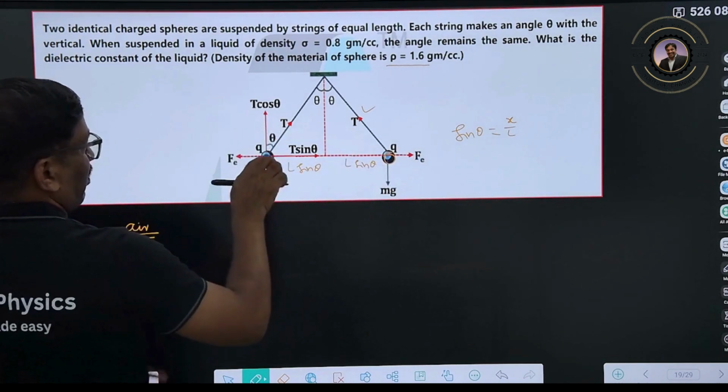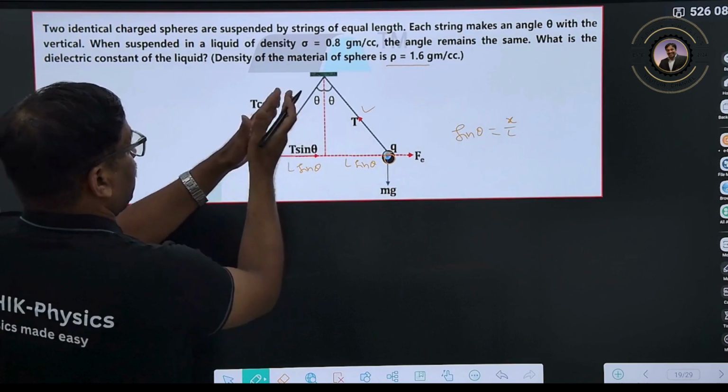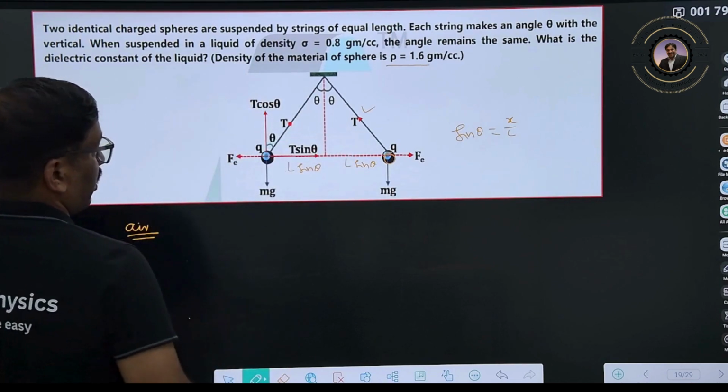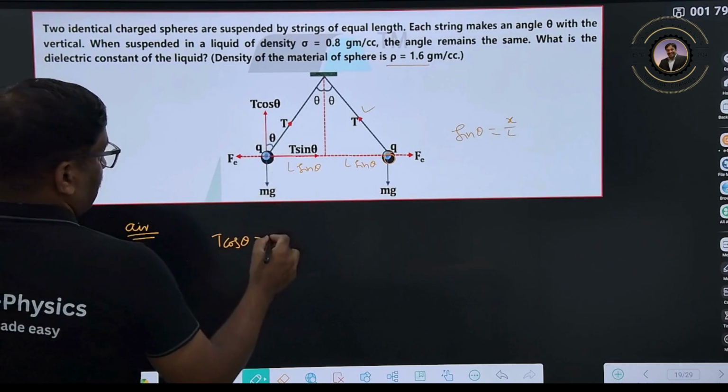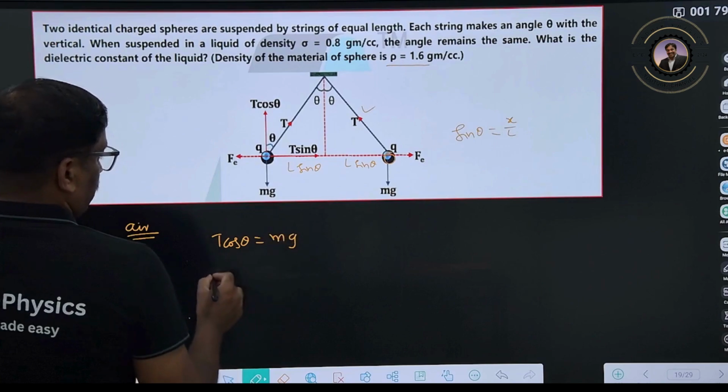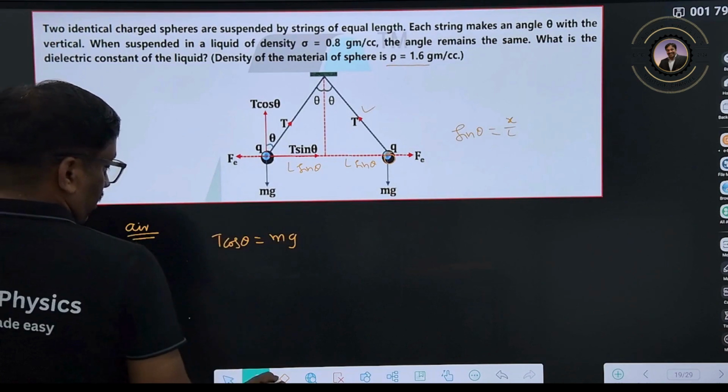So here you can get everything. This is tension, T cos theta, T sin theta. So T cos theta is balancing the mg. So T sin theta, okay.